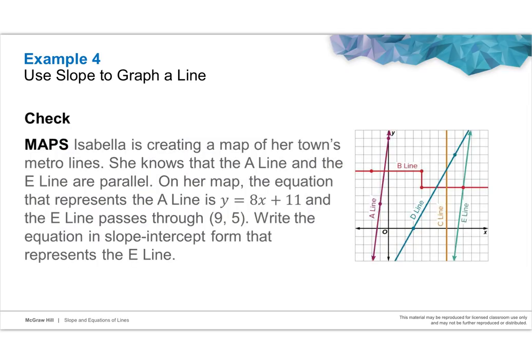Take a pause on the video and see what you can do with this map of our metro lines. We need to create an equation in slope-intercept form that represents the E line, which is this light green line right over here. See if we can find the equation of that E line.